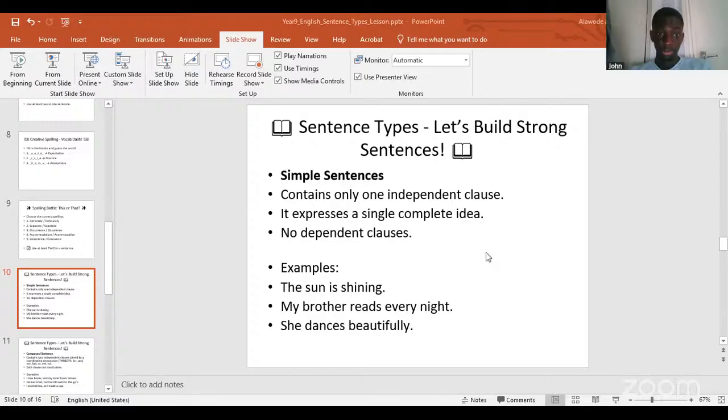"My brother reads every night." Is that true? Does James read every night? Okay. Then the next one is "She dances beautifully." All of these are simple sentences. You can see it's one straight idea. There is no and, no but, no although, no because. We'll come to those ones. Okay. So this is a simple sentence. So give me one of yours.